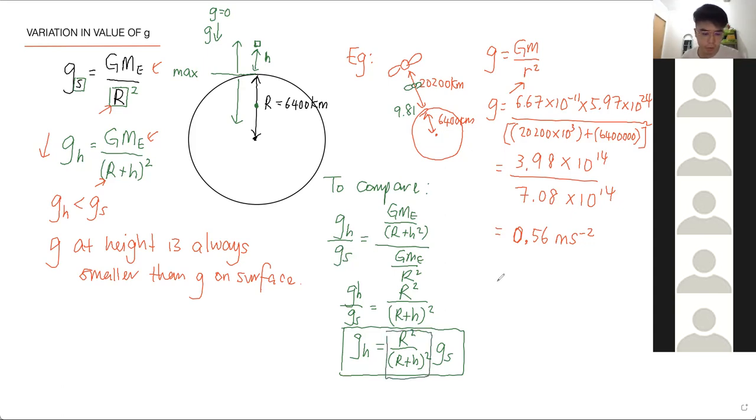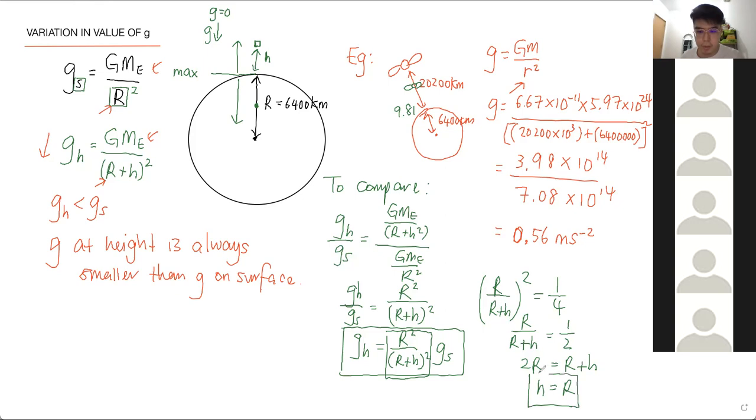then R² over (R+h)² equals 1/4 of g_s. What would be my h? Then you solve. You move the square over, so it becomes a square root, and 2R equals R plus h. Then you move the R, and you get h equals R. So what does it mean? Meaning that when g is 1/4, the altitude is equal to the radius.